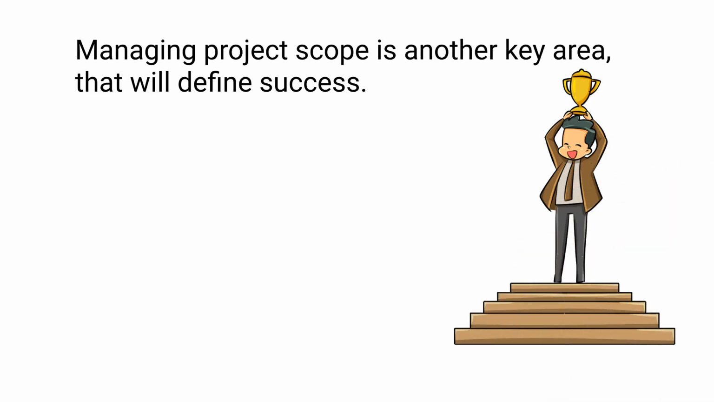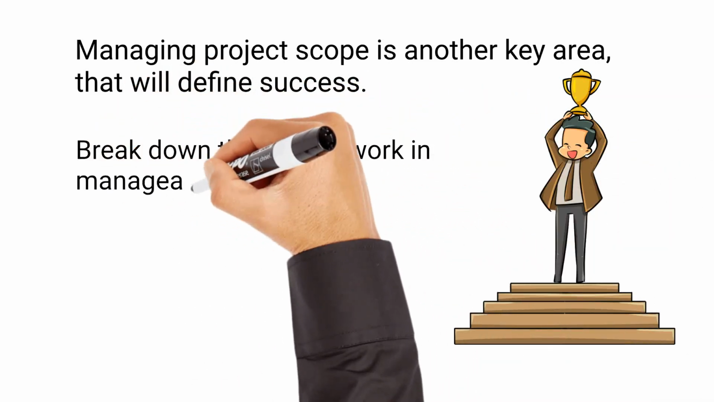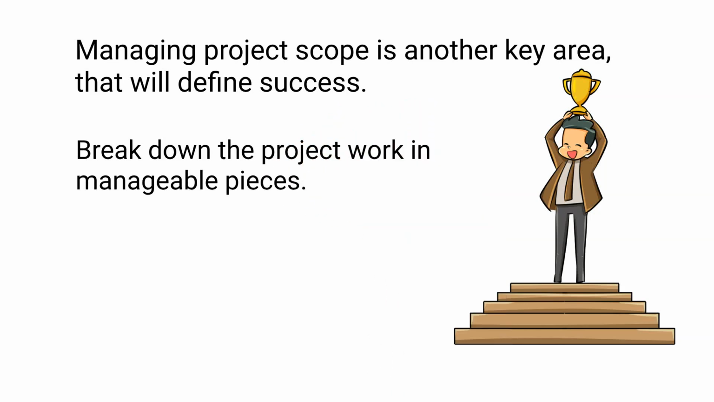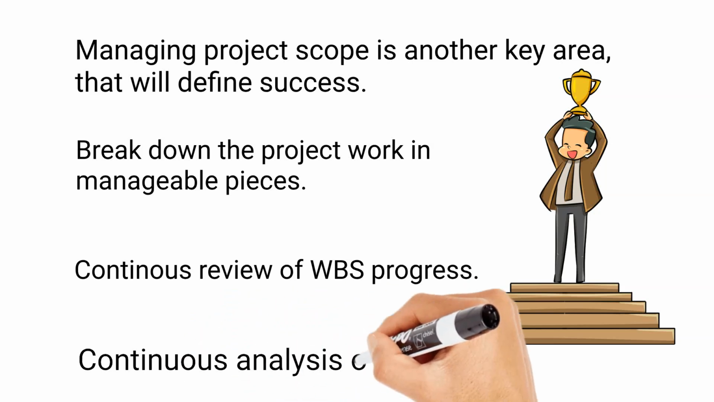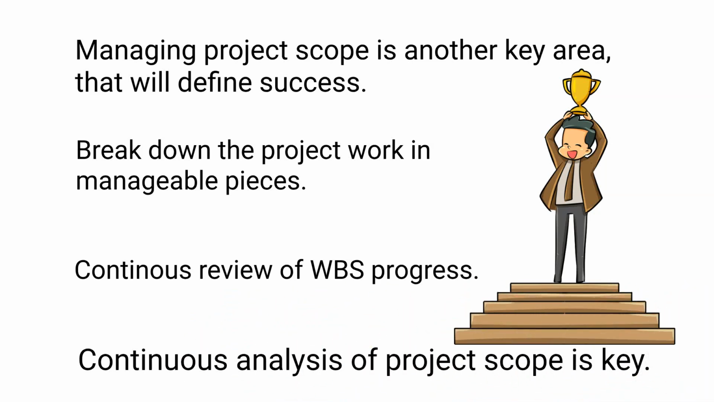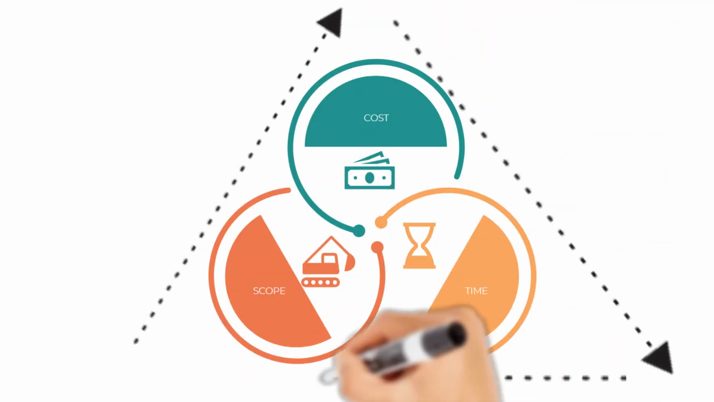So how do you manage your scope of work? Well, the first thing is to break down the project work into manageable pieces. A work breakdown structure will help you to control any scope creep and easily identify the variance. Periodic review of WBS progress will give you a fair idea of project status and give key insight into the likely future of the project. Continuous analysis of project scope is key here and leads to effective project scope management. So, these are the key constraints of any project, called the triple constraints, or also known as the iron triangle of project management.